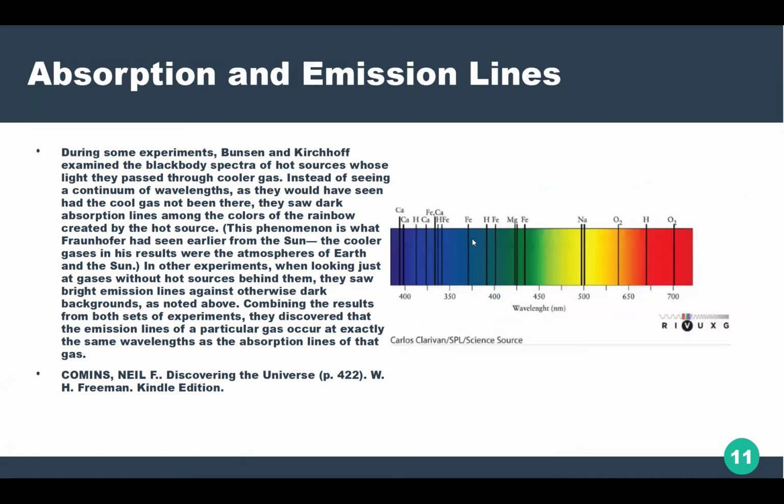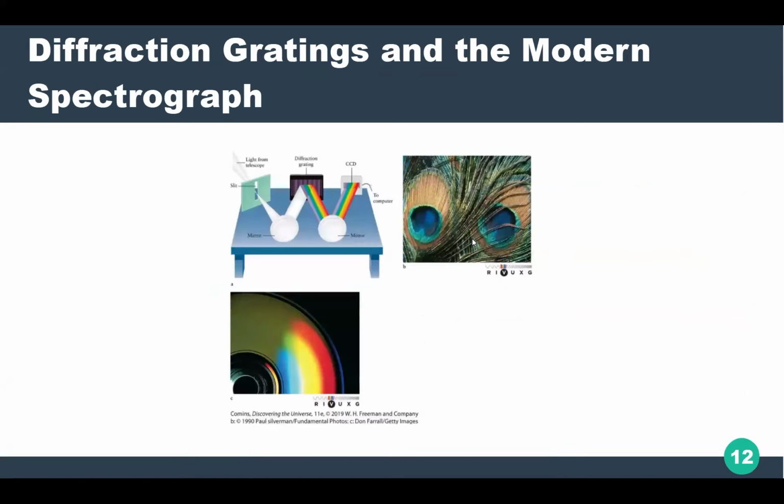In other experiments, when looking just at gases without hot sources behind them, they saw bright emission lines against otherwise dark backgrounds as noted above. Combining the results from both sets of experiments, they discovered that the emission lines of a particular gas occur at exactly the same wavelength as the absorption lines of that gas.